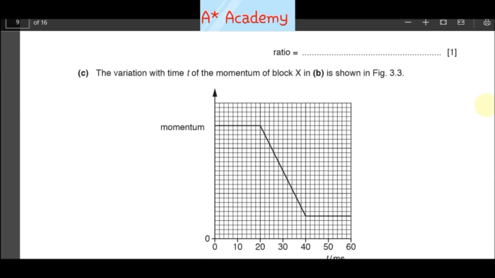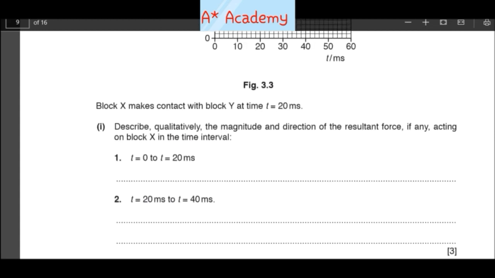Right, then we have this. The variation with time t of momentum of block X is given right there. What are we supposed to do? Block X makes contact with block Y at time t equals 20 milliseconds. Describe qualitatively the magnitude and direction of the resultant force, if any, acting on block X in the time interval.